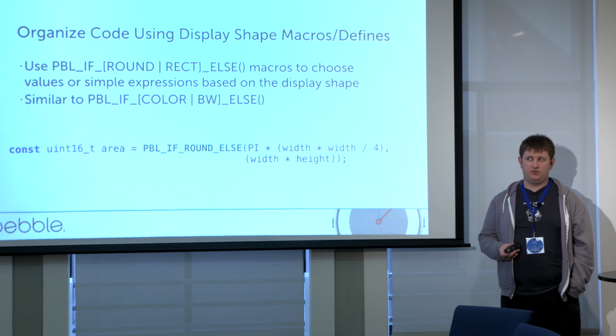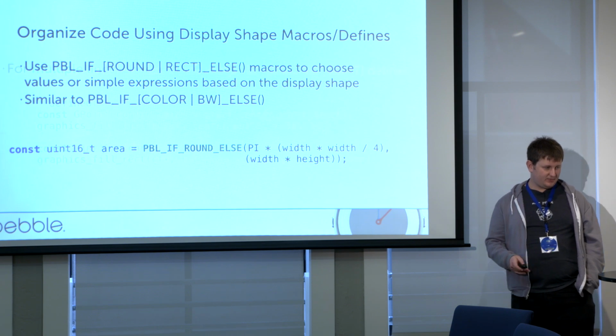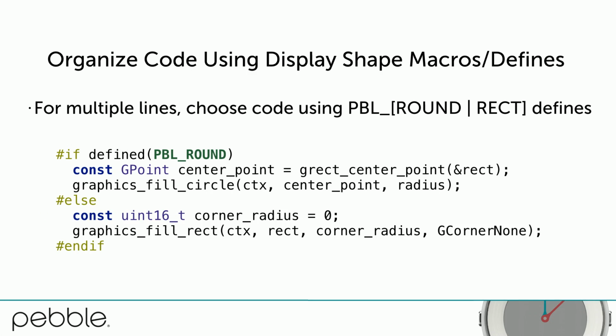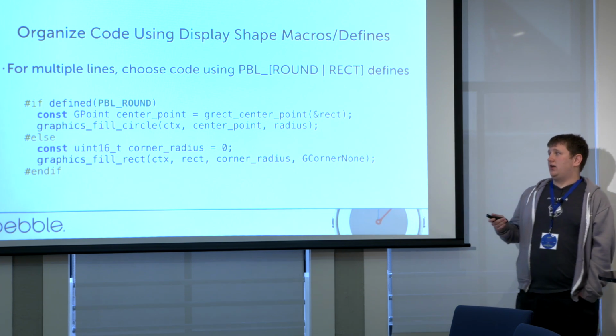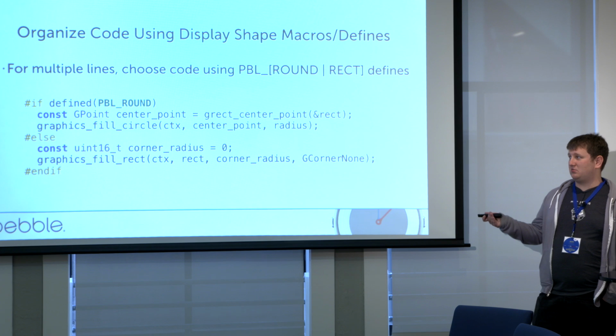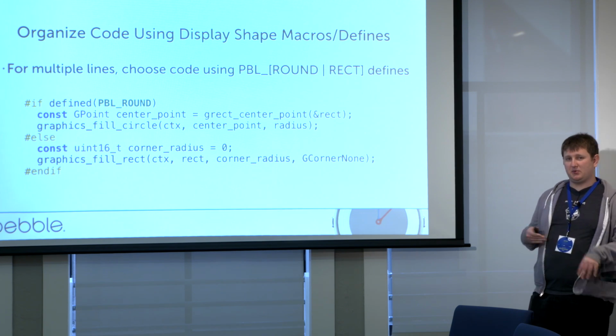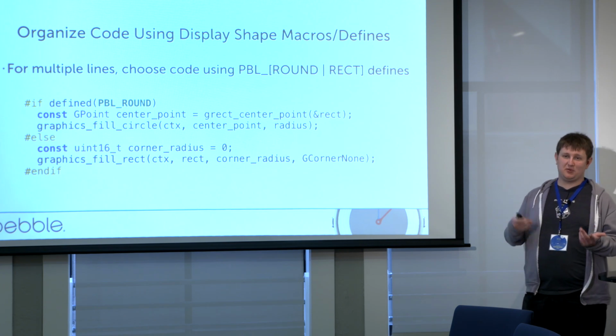So that works great for simple expressions or literal values, but what if you have multiple lines? Well, just like we have PBL_COLOR and PBL_BW defines, we also have PBL_ROUND and PBL_RECT defines. So PBL_ROUND will be defined on round display platforms, and it will be undefined on other platforms, and same for PBL_RECT. And so yeah, in this particular example, on a round display, we decide we want to fill a circle, and on other displays, we want to fill a rectangle. So we're choosing a different implementation based on the display shape of the runtime platform we're targeting.